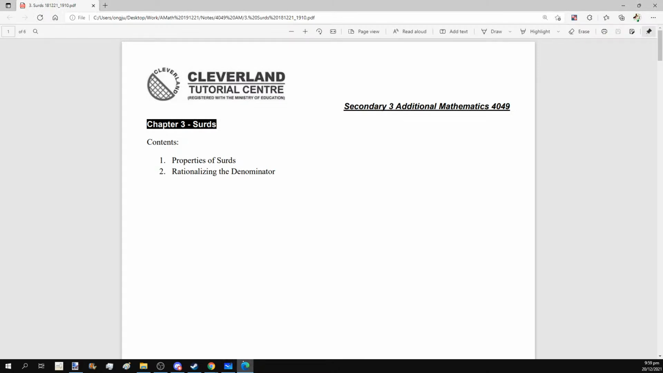So for today's topic, we don't really have a lot of content to cover, to be frank. I will mainly talk about the properties of surds, what you can do with square roots, and how to solve math problems, algebra problems with square roots. And then afterwards, we will talk a little about this concept known as rationalizing the denominator.